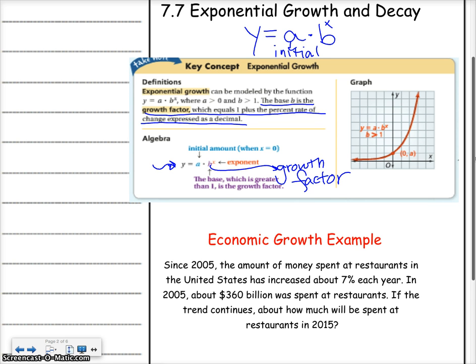Now let me read what I highlighted there. It says the base B, that's what we just identified as the growth factor, equals 1 plus the percent rate of change expressed as a decimal. So B equals 1 plus your rate of change. If you're growing, you're adding to 100%. 1 means 100%. You're already at 100%, and you're getting bigger than 100%. 100% is like where you started.